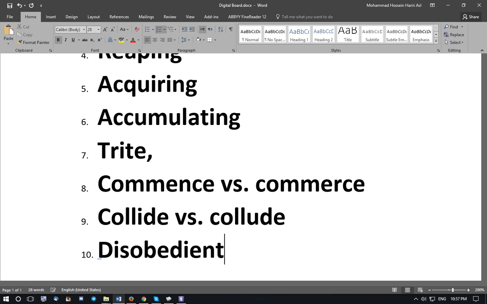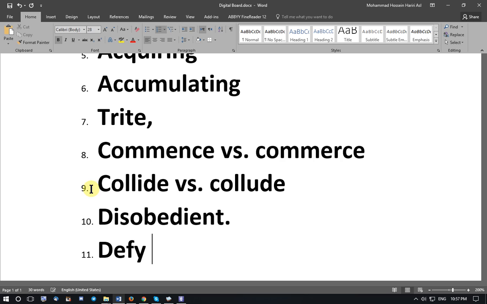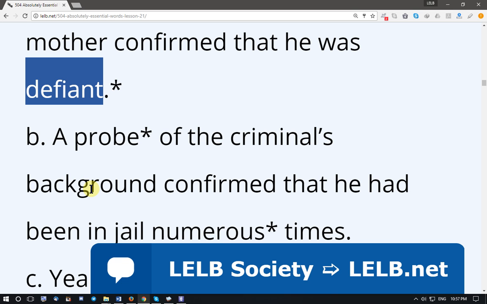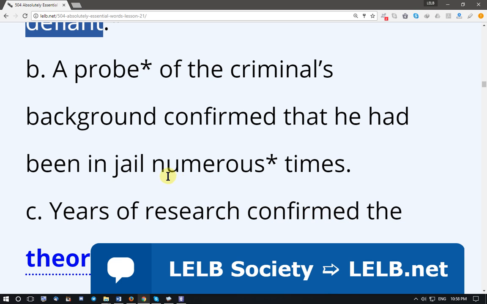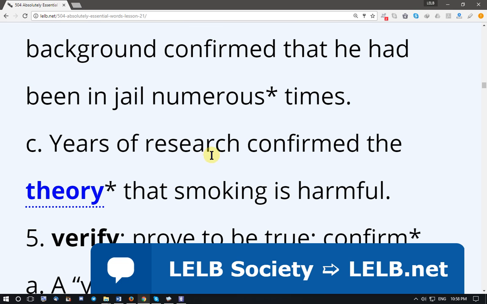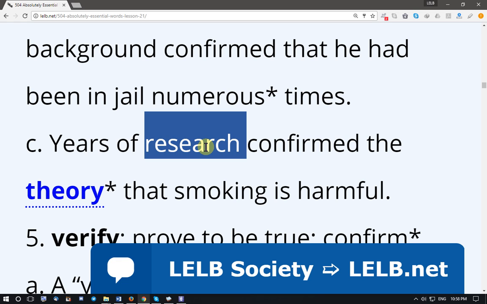The verb is defy. A probe of the criminal's background confirmed that he had been in jail numerous times. So, an investigation into the criminal's records, background records, verified that he had been in jail or prison several times, so many times. Years of research, American pronunciation. Research, British pronunciation, confirmed.